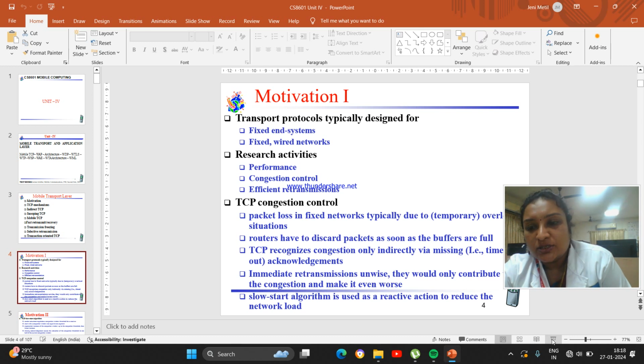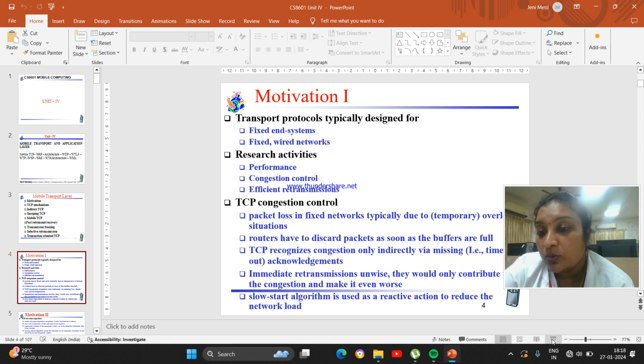So first, what is the need for transport protocols? Why have they been designed? They have been designed for fixed end systems and fixed wired networks. They can provide reliable delivery, performance, congestion control, and efficient retransmission. TCP congestion control deals with packet loss in a fixed network due to overload of the network.